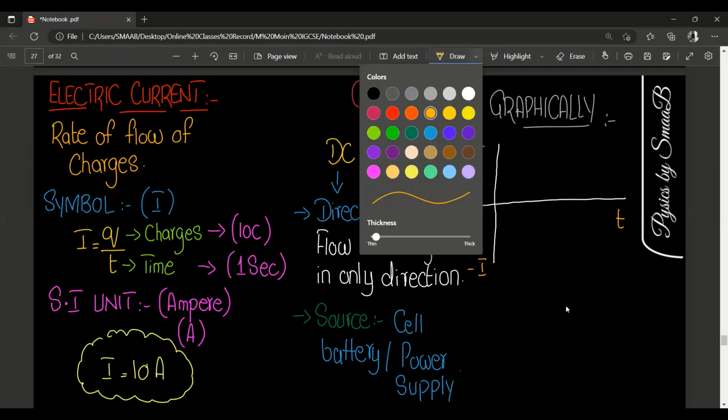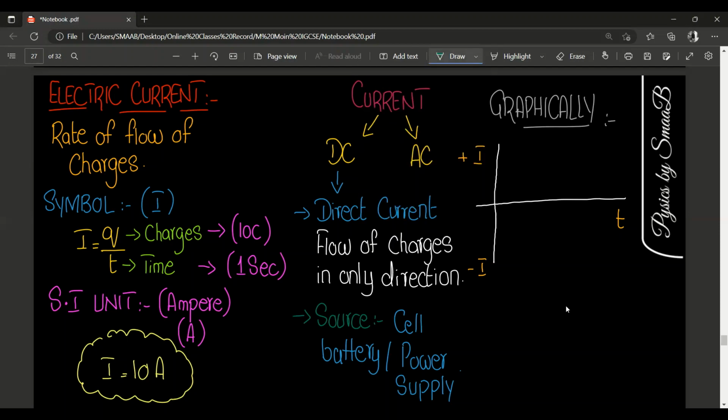So if we draw the graph for it, the graph will be like this. This is just a rough sketch of DC. We are not going to discuss it in detail at this time. Remember that we will discuss this graph in detail later, when we discuss electric circuits and the oscilloscope in detail. But for the time being, you just need to know about the representation, right?